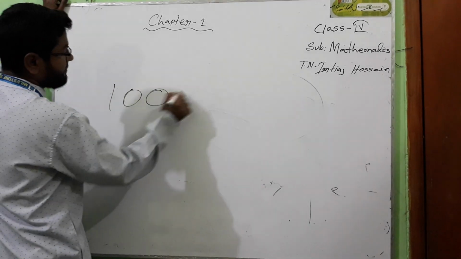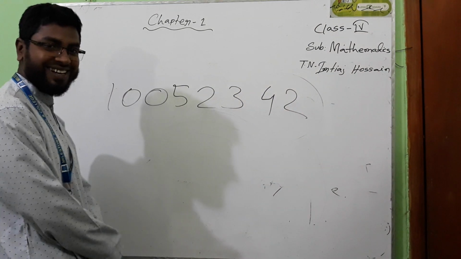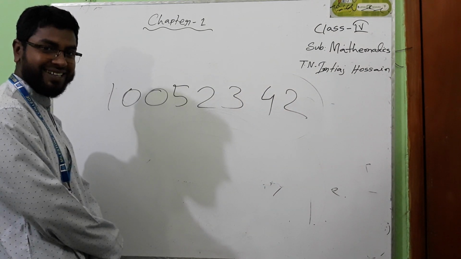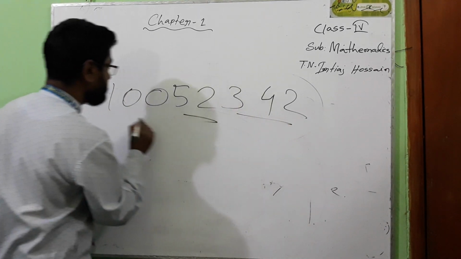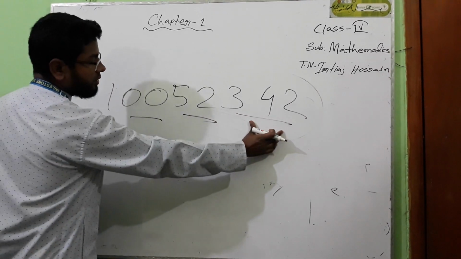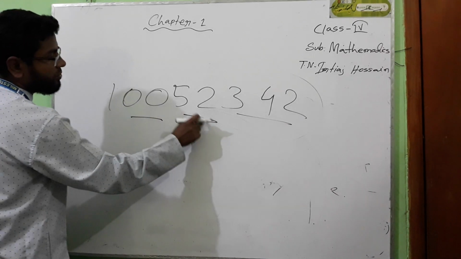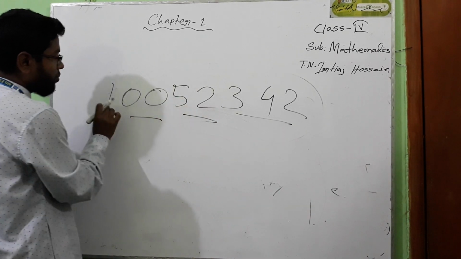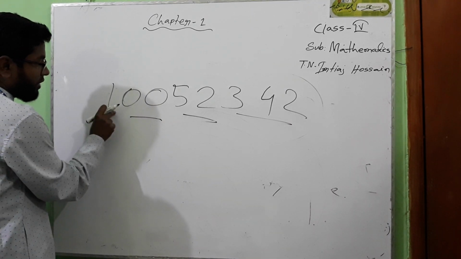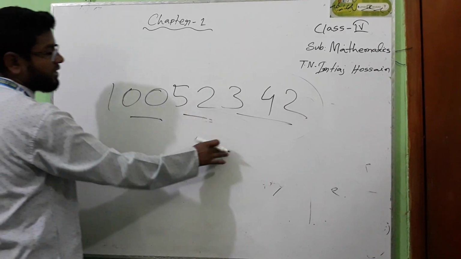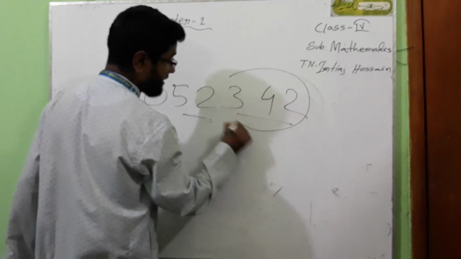Another one. Can you tell me what is this number? Is it possible to tell? Yes, it is possible. 3 2 2. 100,000 lakh. This is crore. 1 crore. 52. What is this column? 1000 column. 1 crore, lakh column, nothing. So we don't need to tell anything. 1 crore, 52,342. Done. So, see this thing.